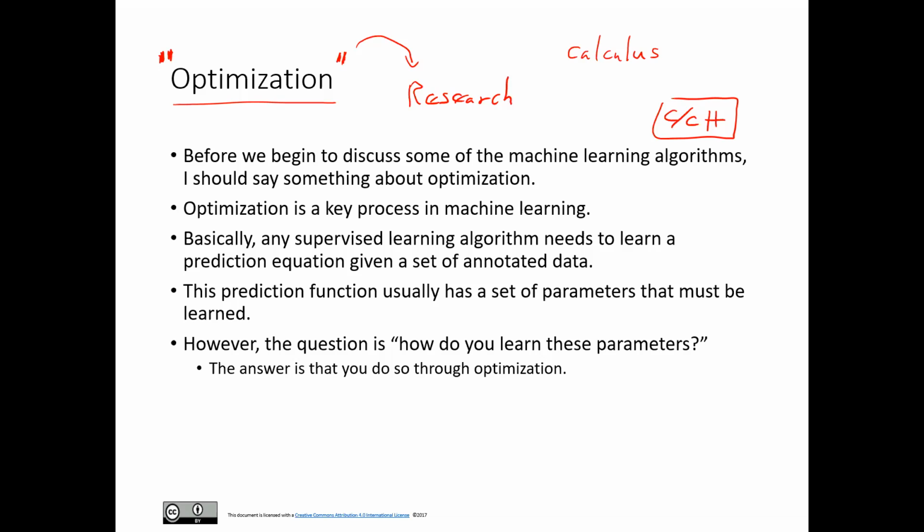Okay, so before we begin to discuss some of the machine learning algorithms, I should say something about optimization. It's always a good idea to have that intuition. Optimization is a key process in machine learning. Basically, any supervised learning algorithm needs to learn a prediction equation, all right? So there's gonna be some kind of an equation given a set of annotated data. So what that means is that, let's say you have an equation like this.